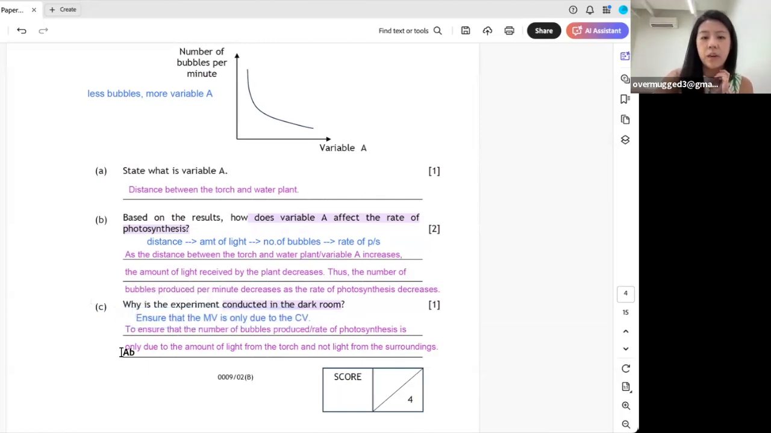In this case, it's to ensure our MV, which is the number of bubbles produced, or if you're going a little deeper in it, it's the rate of photosynthesis, is only affected by the amount of light from the torch, okay, and not light from the surroundings, all right? So we want to make sure that the results we're collecting is only because of one variable that we're changing and not other variables, okay? So to answer such question, the general format would be to ensure that the MV is only due to the CV. You need to identify the MV and the CV correctly to get your sentence correct, okay?